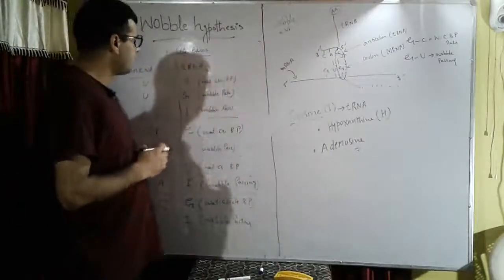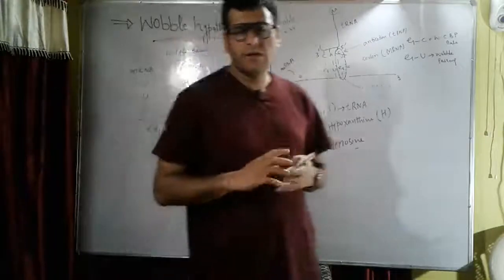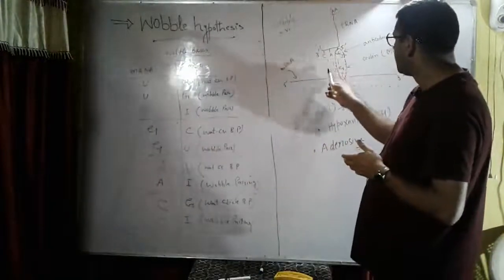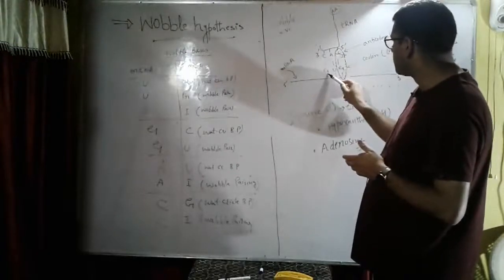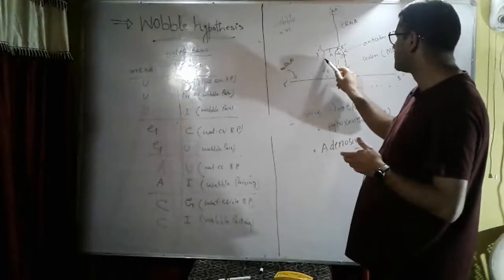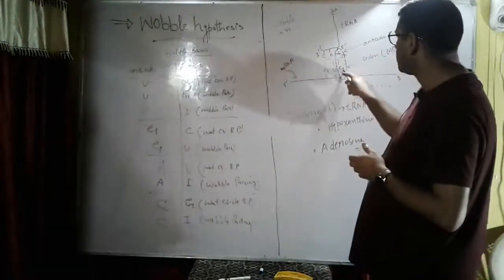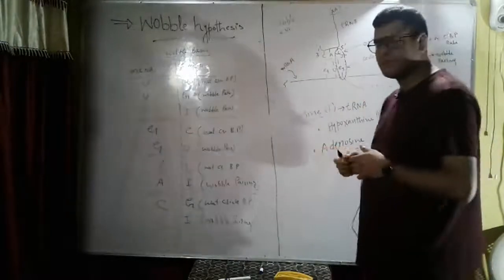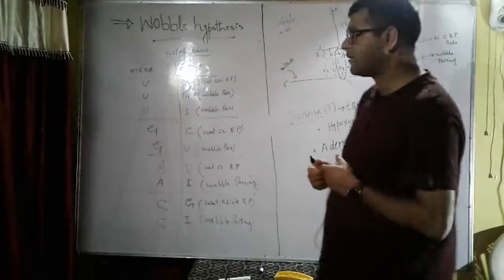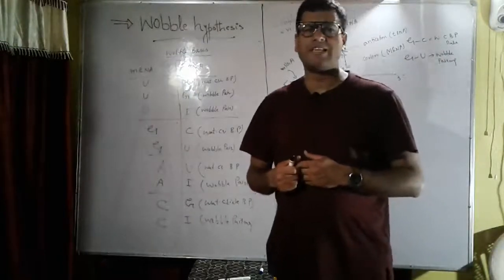Now we have discussed what the wobble hypothesis is. According to the wobble hypothesis, there is precise base pairing between the first two bases of codons of mRNA and the two bases of anticodons of tRNA, whereas the third base of the codon of mRNA and the first base of the anticodon of tRNA show flexibility in their base pairing.